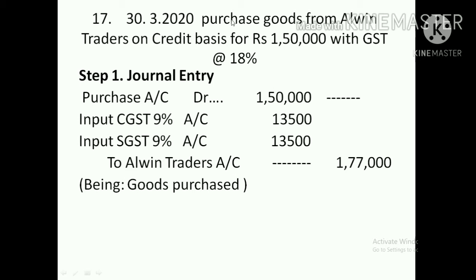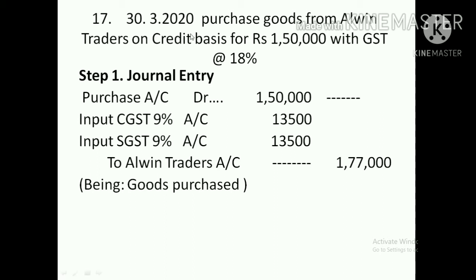See here, when goods are purchased with GST, we should observe whether it is intra-state, that is, purchased within the state, or purchased from outside. If purchased within the state, the GST should be divided in the form of CGST and SGST. If the goods are purchased from outside the state, the GST will be charged in the form of IGST, integrated GST. In this transaction I'm assuming that the goods are purchased within the state.